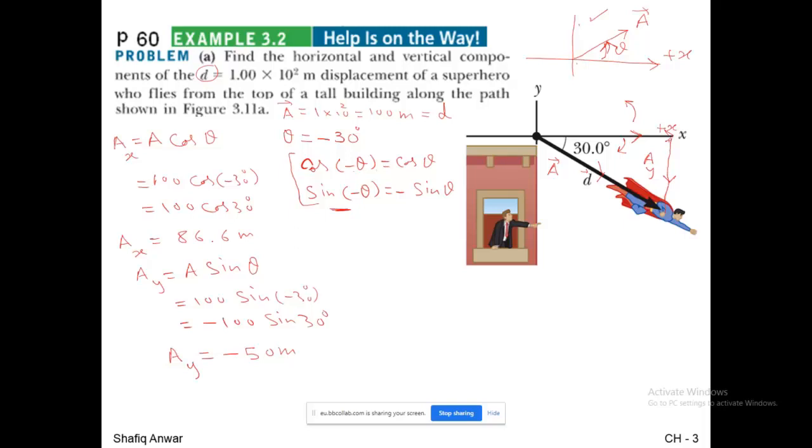Now we have these two rules. Cosine of minus theta is equal to cosine theta, the minus is finished. But if you have sine of minus theta, the minus becomes outside, so minus sine of 30. This is what we are doing here. Sine of minus 30, the minus becomes outside, so I'm writing it here outside. Clear?